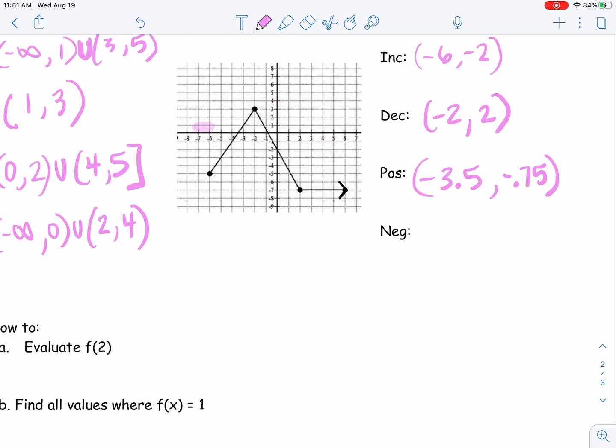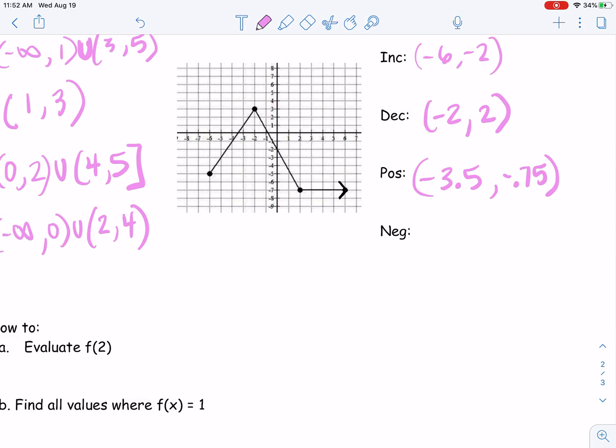Okay? So positive, anything above that x-axis. So from here to there. Even though it's decreasing, it's still positive. All right? Don't confuse increasing and positive and decreasing and negative. You can be increasing and negative. You could be decreasing and positive. That is totally a thing.